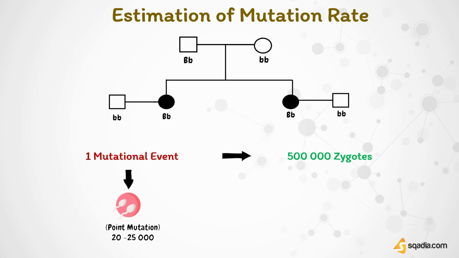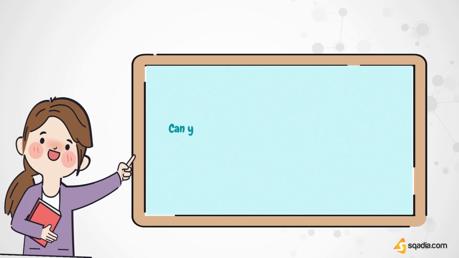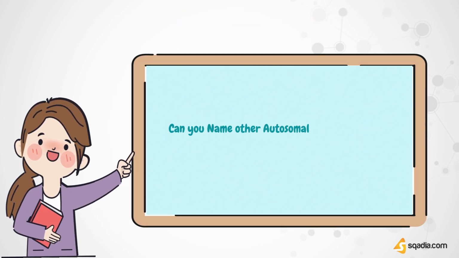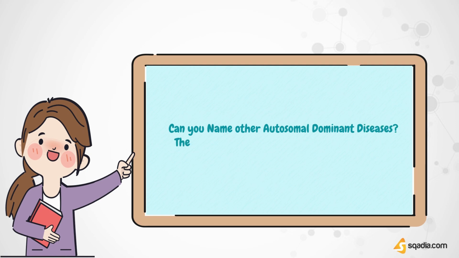So, it was all about this section of the video on autosomal inheritance. In our upcoming section, we are going to discuss pharmacogenetics. But have you solved the question I've asked from you in our previous section? Well, you will get the answer in the end of this video.